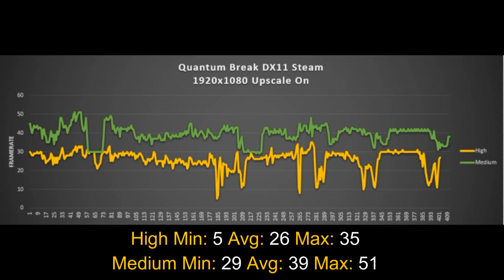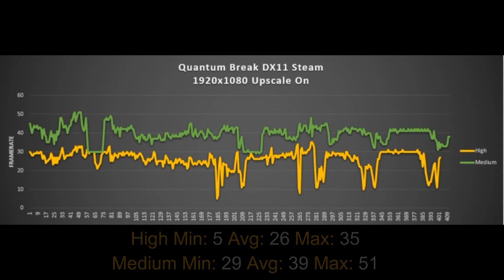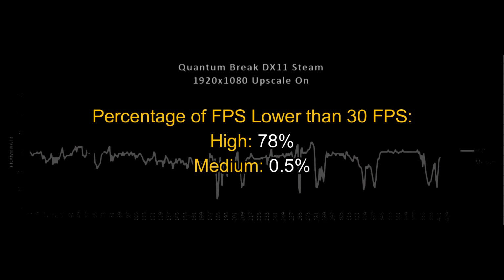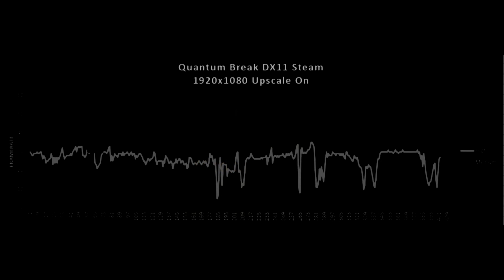As for the high settings, it runs poorly and it stutters a lot, which I believe is the lack of VRAM and power of the GPU. Looking at the consistency, it is exactly that. The medium settings drops below 30 FPS just 0.5% of the time. As for the high settings, a bunch of times, 78%.